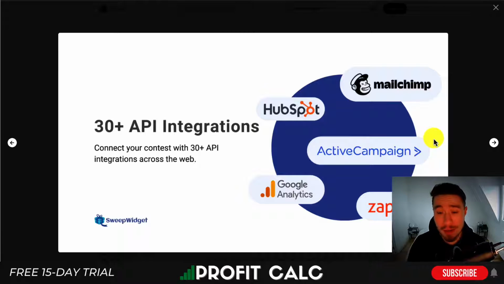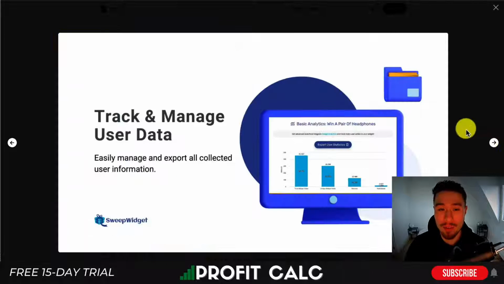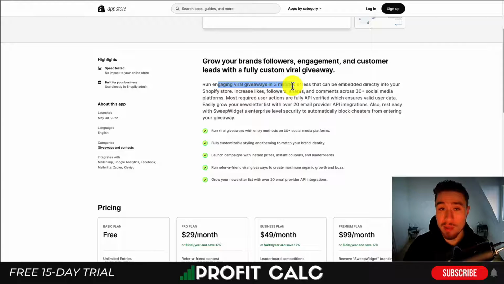We can see MailChimp, HubSpot, ActiveCampaign, Google Analytics, and Zapier. There's also advanced fraud protection to stop cheaters from gaining quite a few entries. You can also track and manage your user data all within the app as well. So they claim you can set this up in under 3 minutes. It's super easy to set these up.